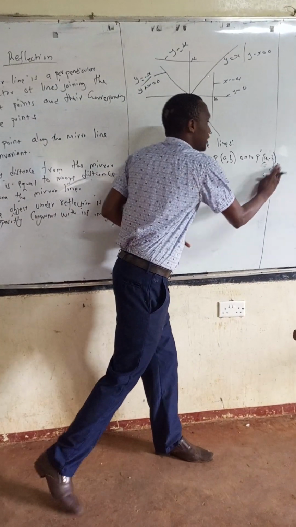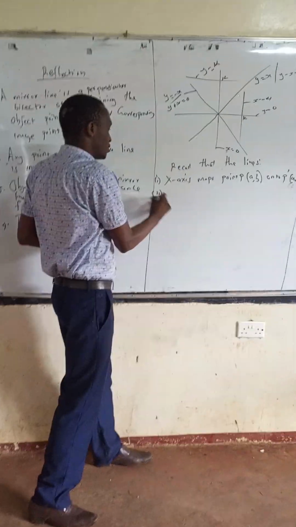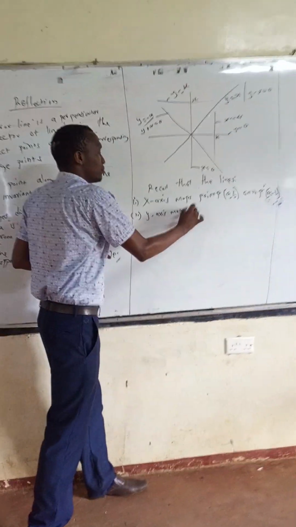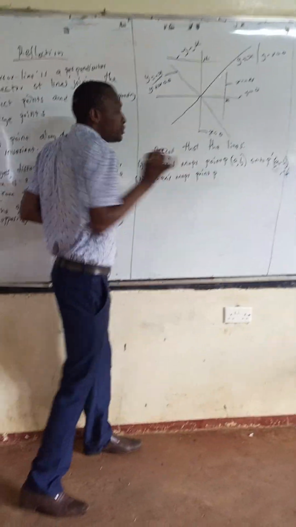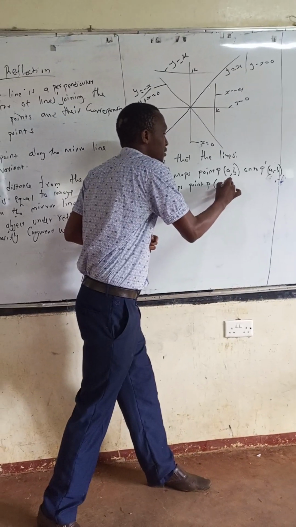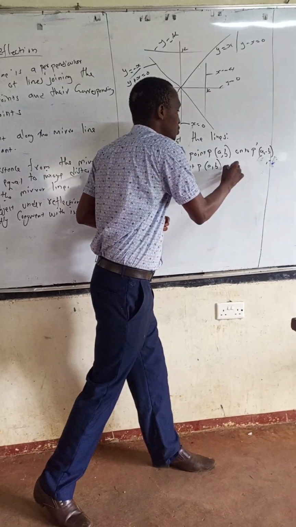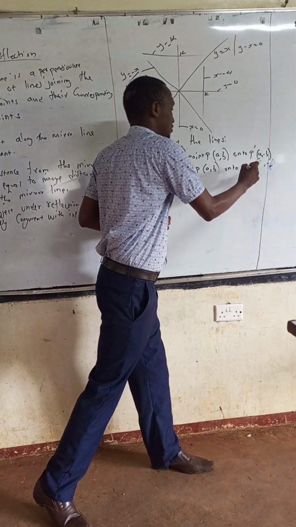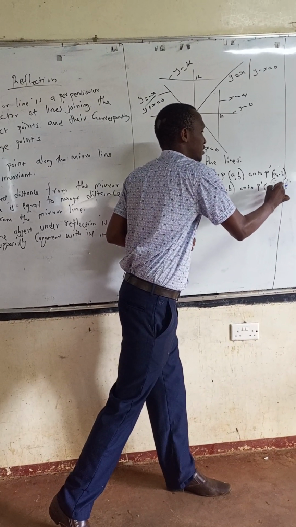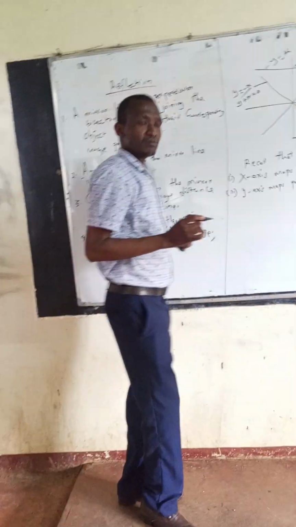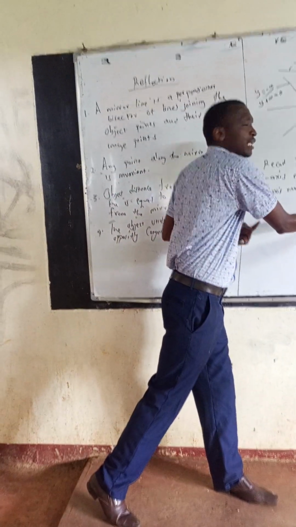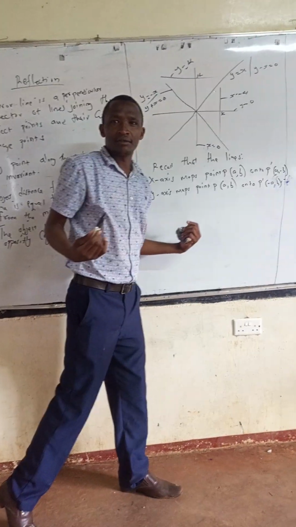Again, the line number 2, the y-axis, maps point P, which is (A, B), onto P image, which is (-A, B). That is what you also need to know. So if the point was (2, 3), then it will be (-2, 3) when we have reflected using the y-axis.